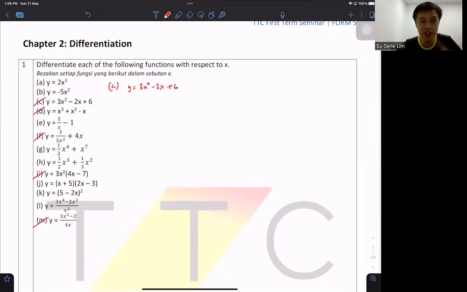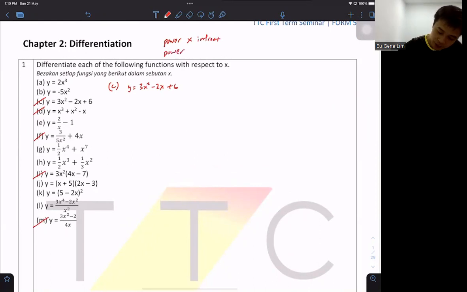So how to differentiate? You remember how to differentiate? The power you times in front, and then the power minus 1. Remember, power times in front and then power minus 1. I'm sure you already learned this before.